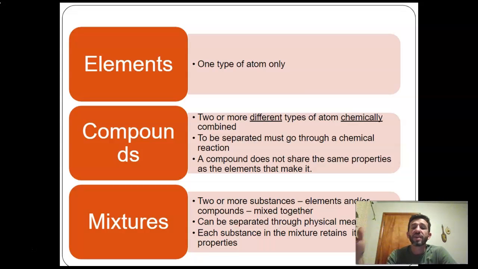Mixtures. You can have two types of mixtures, heterogeneous or homogeneous. You can have a mixture of elements, a mixture of compounds, a mixture of elements and compounds. Mixtures are separated through physical means, not chemical, because they're not chemically bonded, they are physically mixed. And when they are mixed together, each substance keeps its properties, unlike the compounds. All right, that's it.